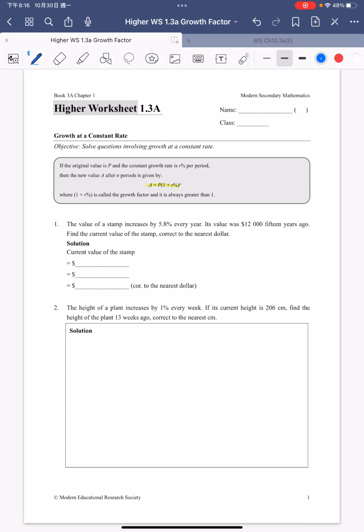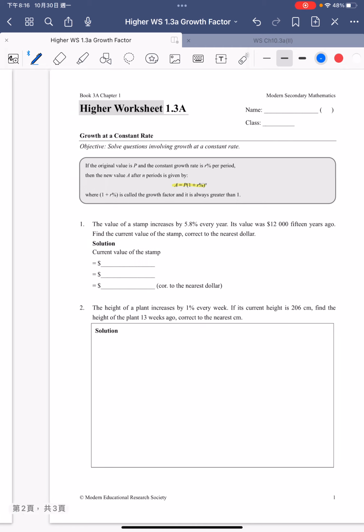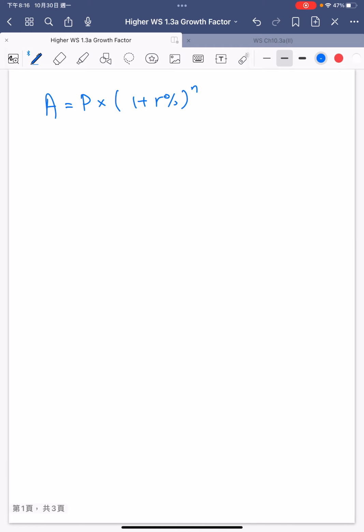Hello guys, in this video we're going to talk about worksheet 1.3a, the growth factor. In this worksheet we're going to use this formula, A equals P times (1 plus r percent) to the power of n. The 1 plus r percent is called the growing factor, or the growth factor. And the n means the number of periods, so how many times the thing is going to grow.